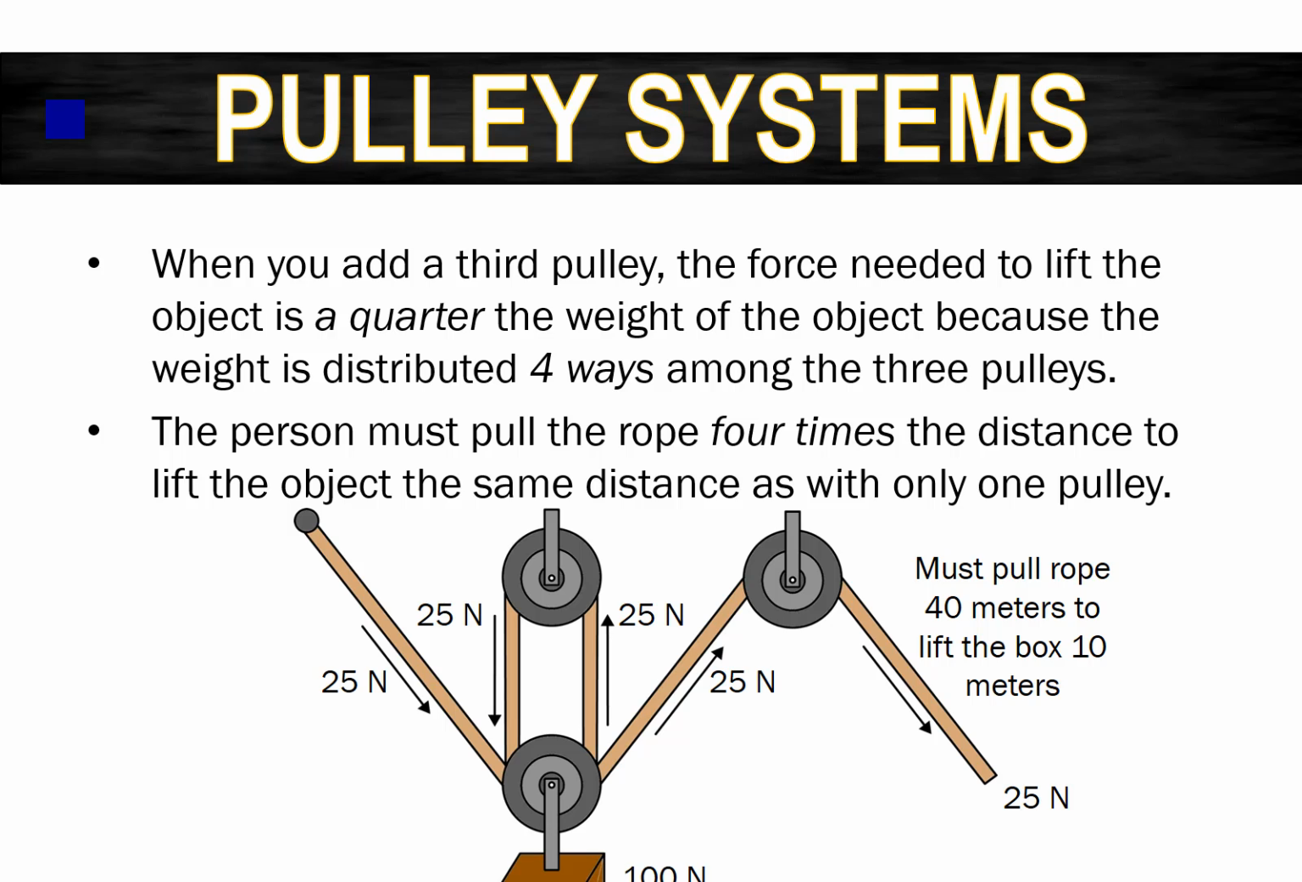The person must pull the rope 4 times the distance to lift the object the same distance as with only 1 pulley, but it still makes it easier for us. So this is a higher mechanical advantage. The more pulleys you have, the higher the mechanical advantage.